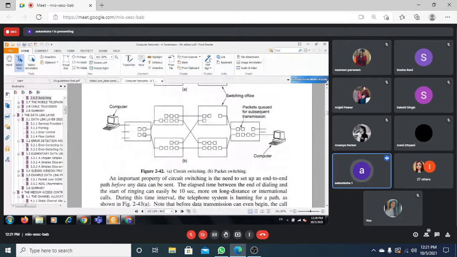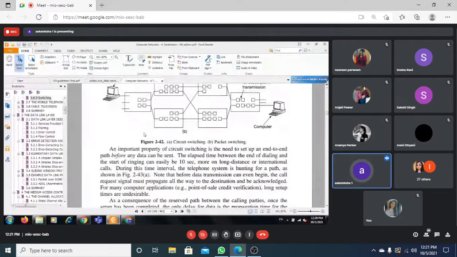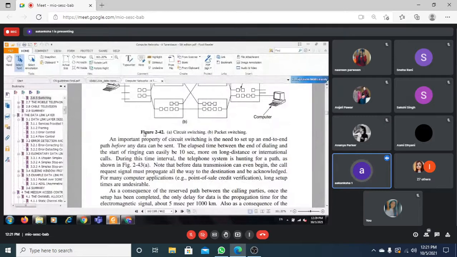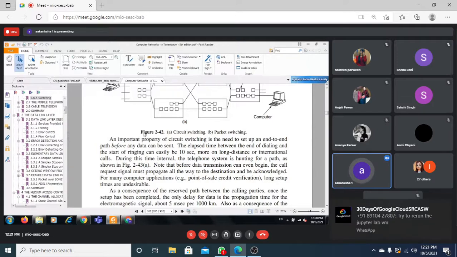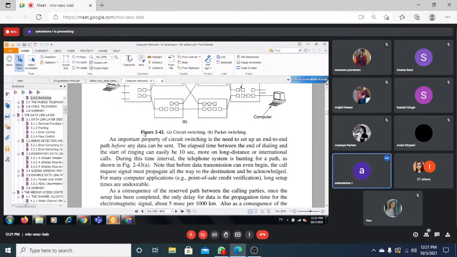Another important property of circuit switching is that it needs to set up an end-to-end path before any data can be sent. So as you know, before starting to speak and before calling someone, we should first have a telephone connection between the sender and the receiver. If we are calling someone, I cannot start speaking unless and until I am connected to that person. So that is the main property of circuit switching.